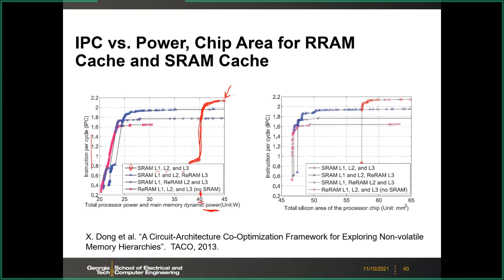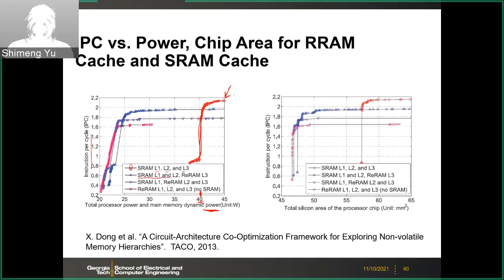And then the second design will be this one. We only replace L3 with R1, and that will give you this curve. Here you sacrifice a little bit of IPC because R1 is slower, right? The read and write latency will be slower. But from the system level, you only sacrifice like 10% of the performance. Before it sharply drops, you can reduce the system level power down to like 25 watts.